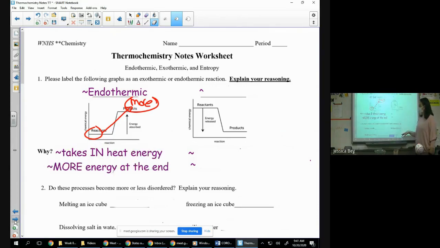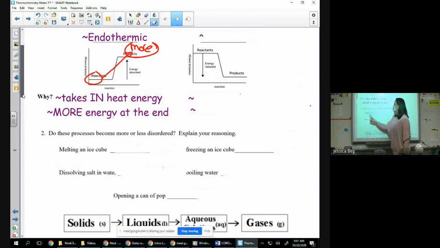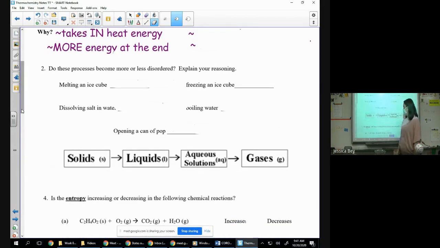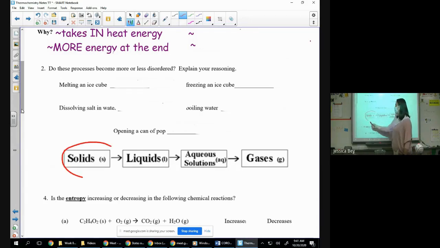Then in the second part, you'll go through and say, all right, melting an ice cube. And you can look down here if you would like. We kind of just did this one on your practice, so maybe I'll do another one. Dissolving salt in water. I'm going to do the second one down here. When you have salt, it starts as a solid. When you dissolve it and it goes into water, it turns from a solid into an aqueous solution.